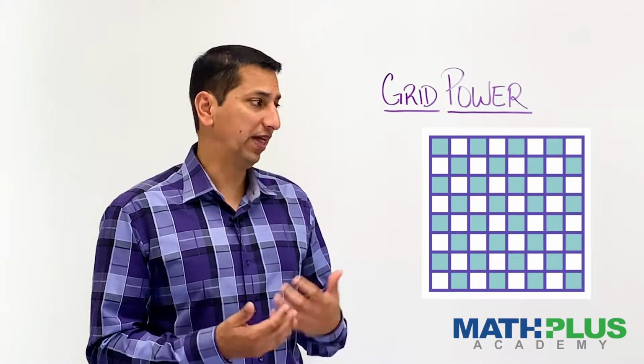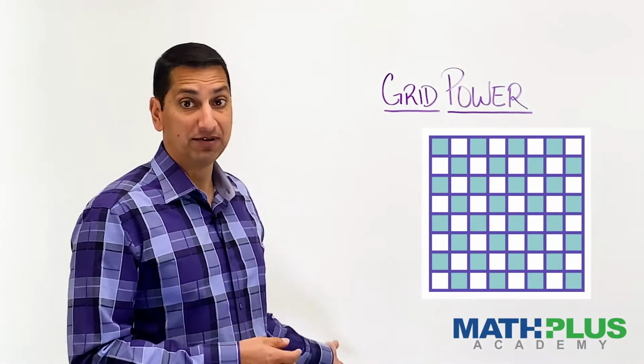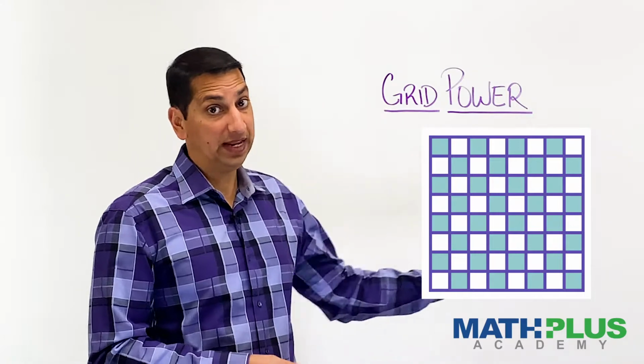Now you might say, well, that's pretty easy. There's 8 rows and 8 columns. 8 times 8 is 64. And you would certainly be right. There are 64 of those little squares floating around in that grid.